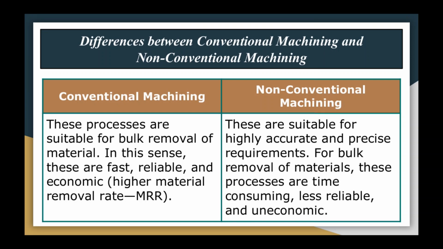Then conventional machining processes are suitable for bulk removal of materials. In this sense, these are fast, reliable, and economic. That is, a higher material removal rate, that is MRR, is obtained using conventional machining. Non-conventional machining processes are suitable for highly accurate and precise requirements. Please note this down: accurate and precise requirements. For bulk removal of materials, these processes are time consuming, less reliable and uneconomic.